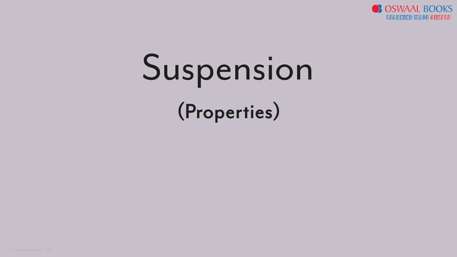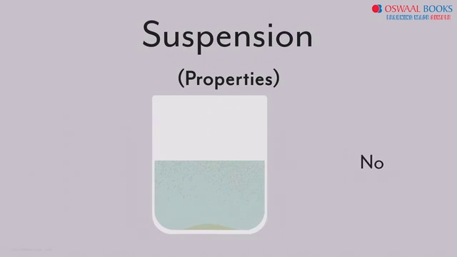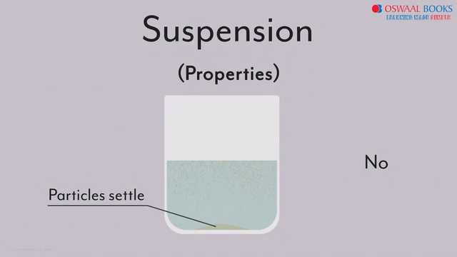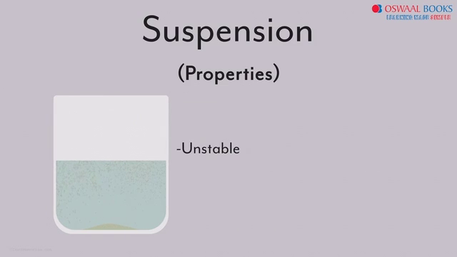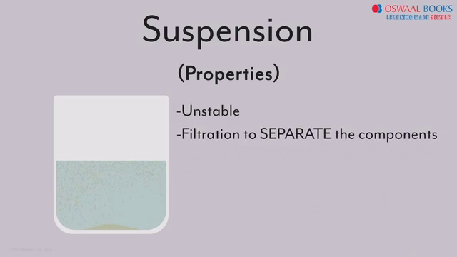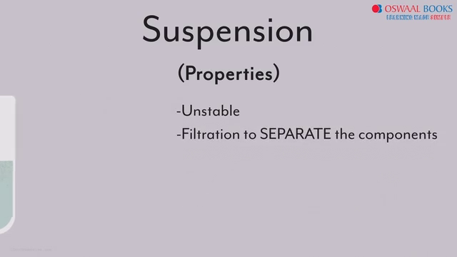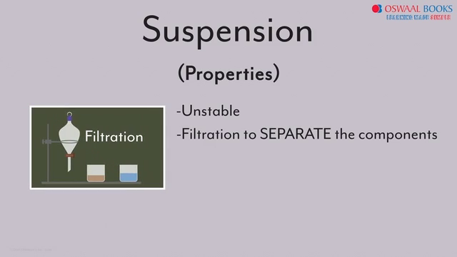Can we say that the suspensions are stable? No, we cannot because particles of the solute settle down when left undisturbed. A suspension is unstable. Does that mean we can separate the two components of such mixtures? Yes, of course we can. We can use the method of filtration to separate the components of a suspension.